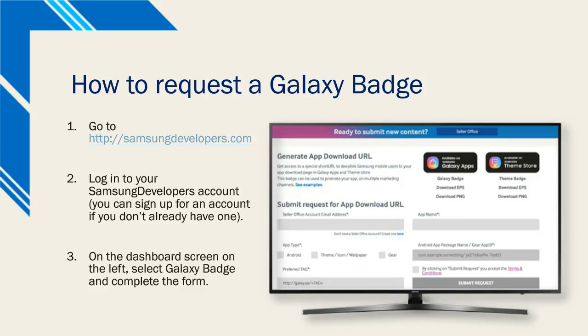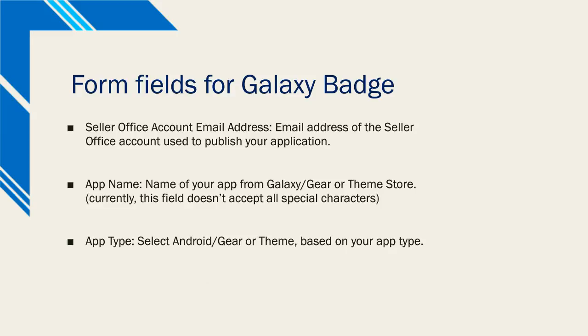The first one is the seller office account email address. This is your user ID for seller office that you use to log in. The second is the app name. One thing to note here is that the app name field doesn't accept any special characters as of now. We are working on modifying the service, and in the near future you'll be able to enter special characters as well. But as of now, it's not allowed to enter any special character like curly braces, brackets, or commas.